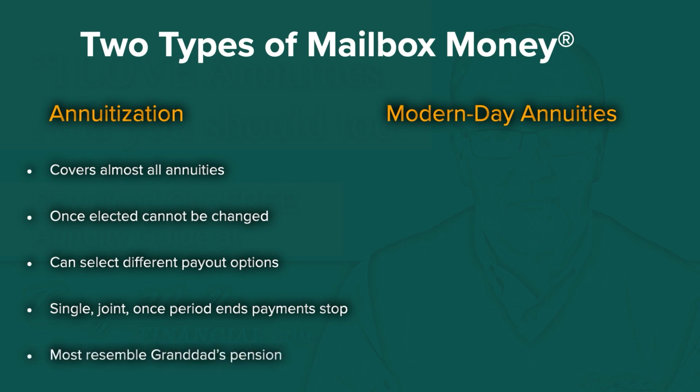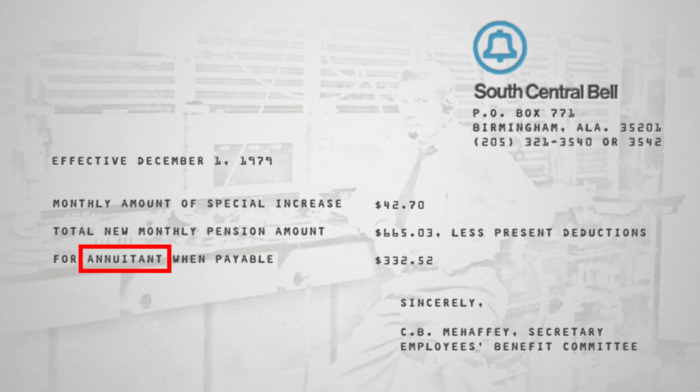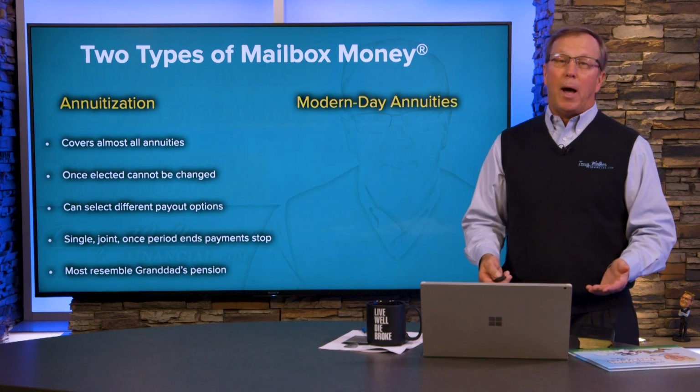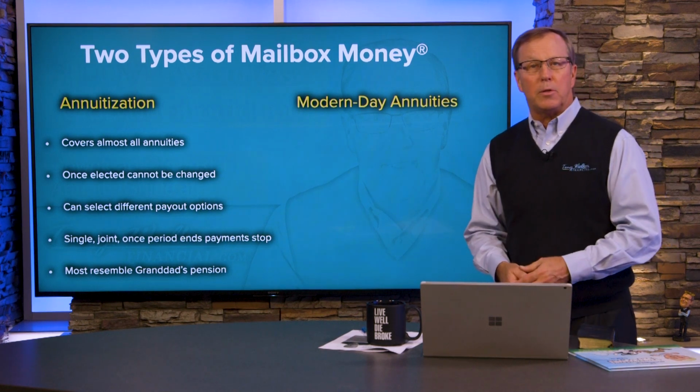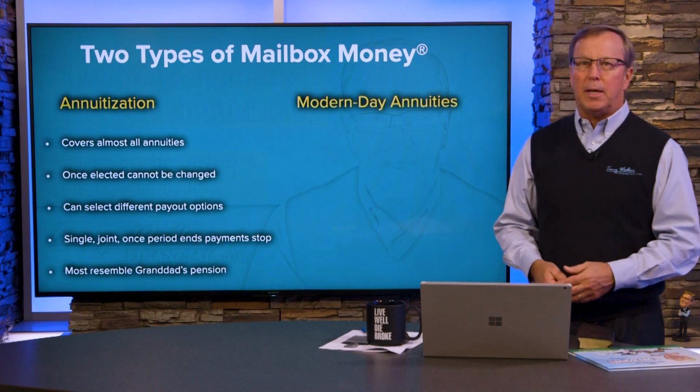And finally, I would say annuitization is most like granddad's pension. As we can see here, full screen, here's my granddad's pension. And if you'll notice, his wife Hazel was mentioned as the annuitant. So when anybody says, well, I don't know about those annuities, well, if you've got a pension or if you know somebody that's got a pension, they've annuitized it, and therefore it is basically an annuity.